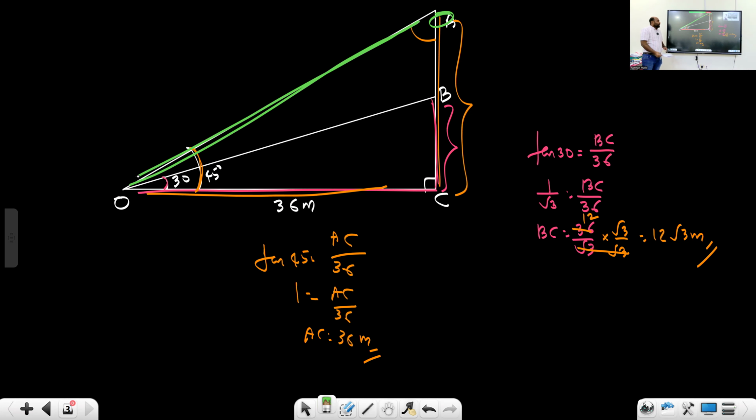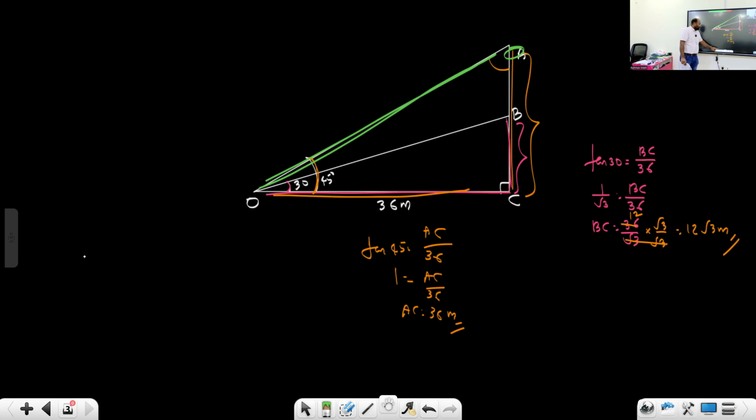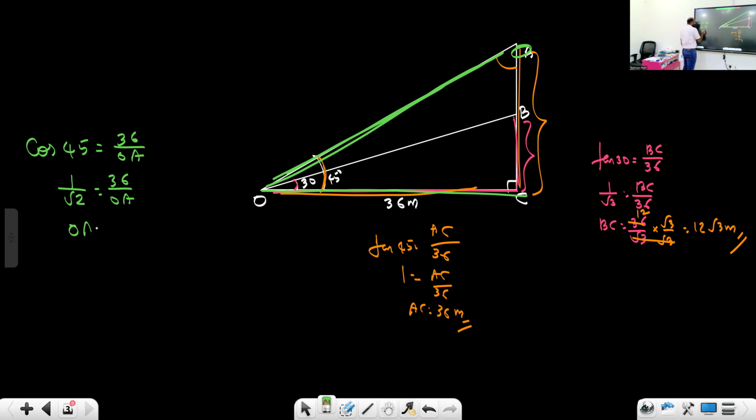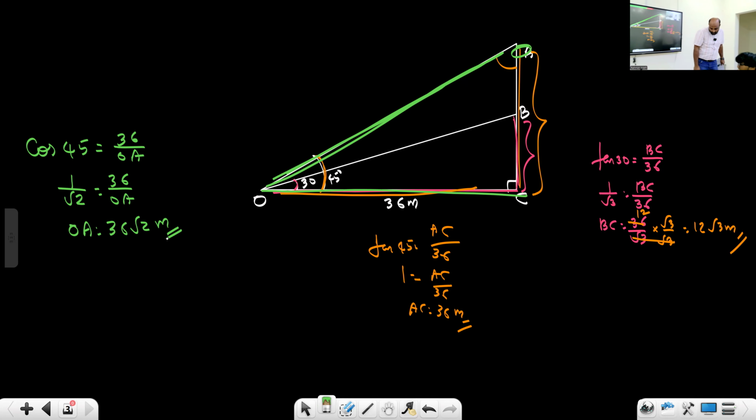Ready? In triangle OAC, cos 45 equals. Why did I take cos 45? You can take sine also. Because we have the adjacent side, we want to find the hypotenuse. Tell me, 36 by OA. What is cos 45? 1 by root 2. 36 by OA. What is OA? OA equals 36 root 2 meters. Section A means this height, this entire height.